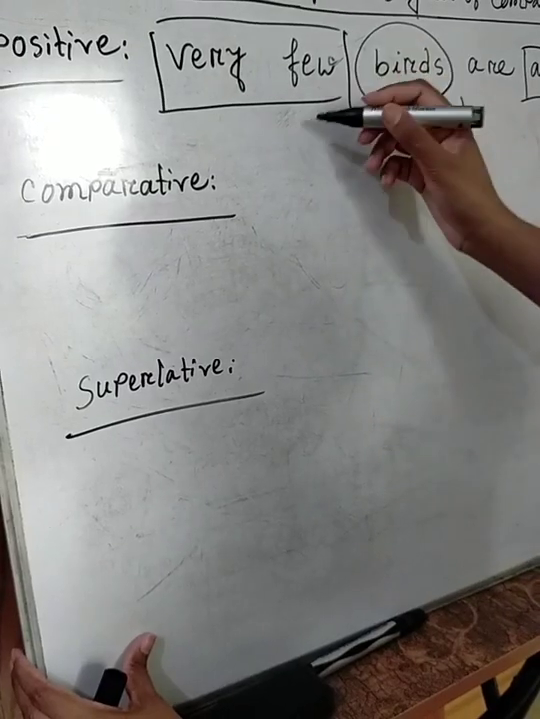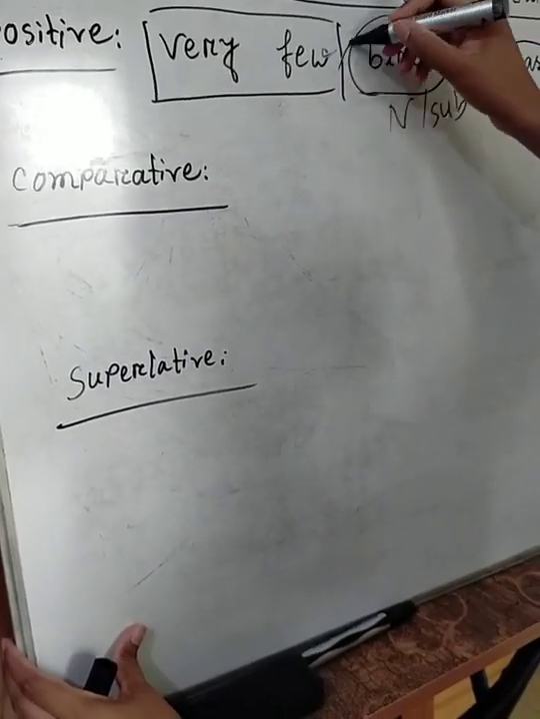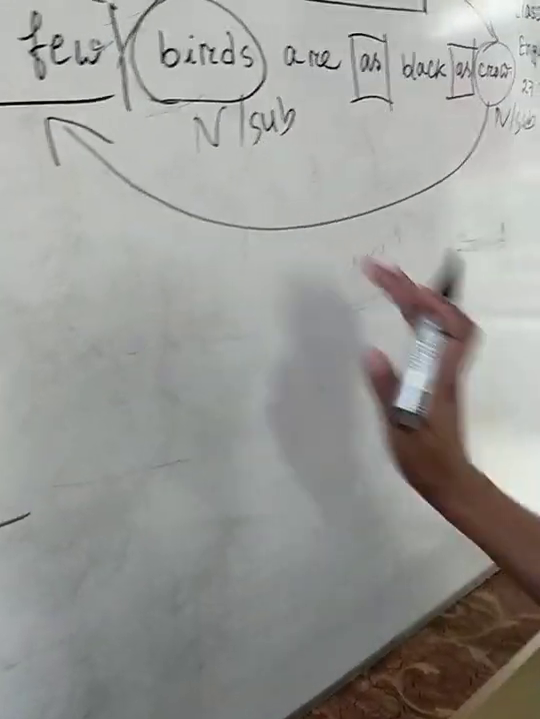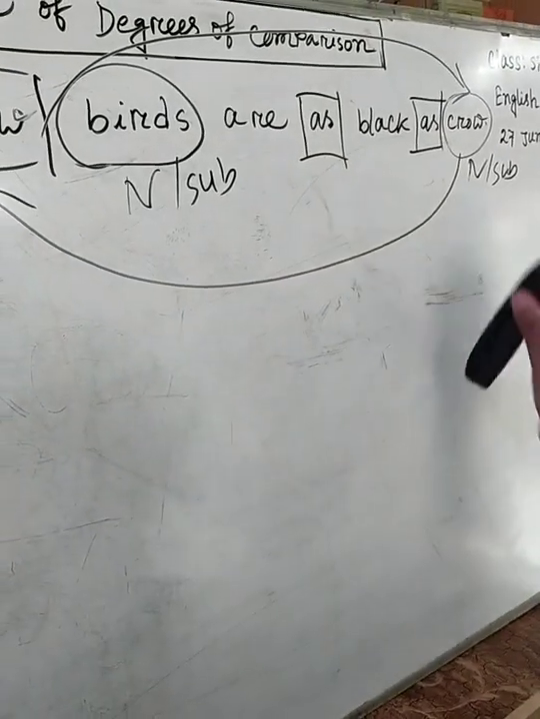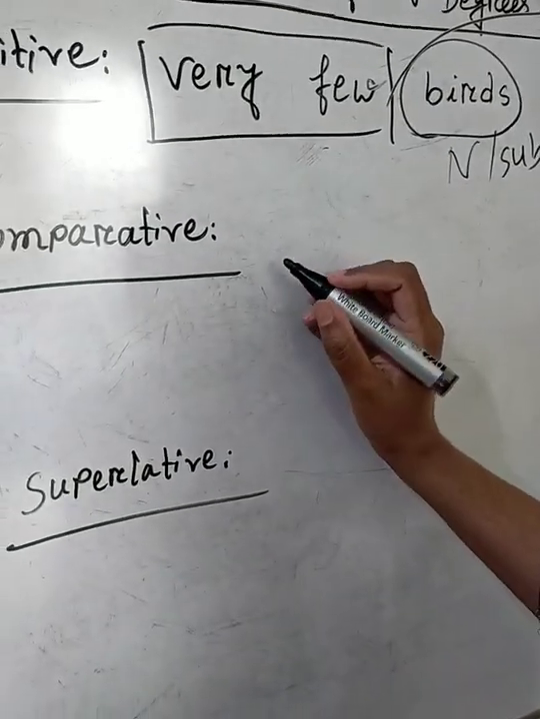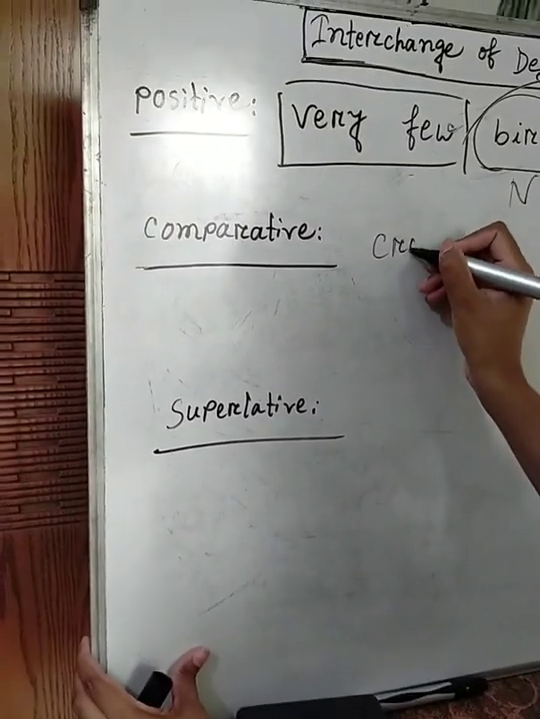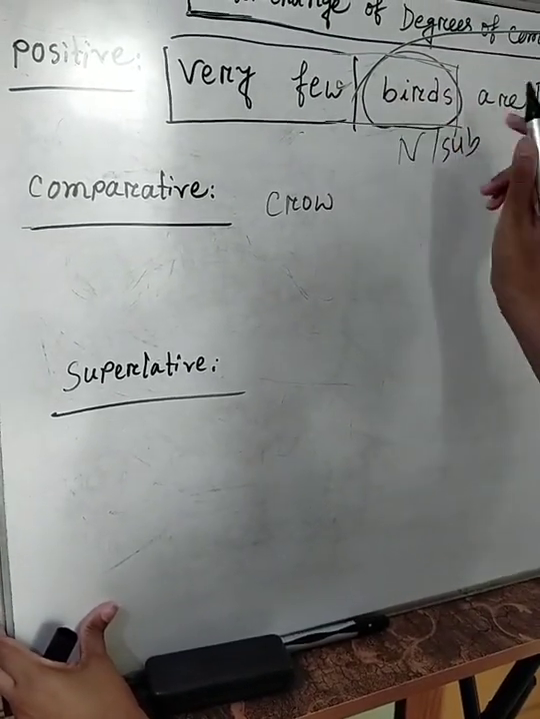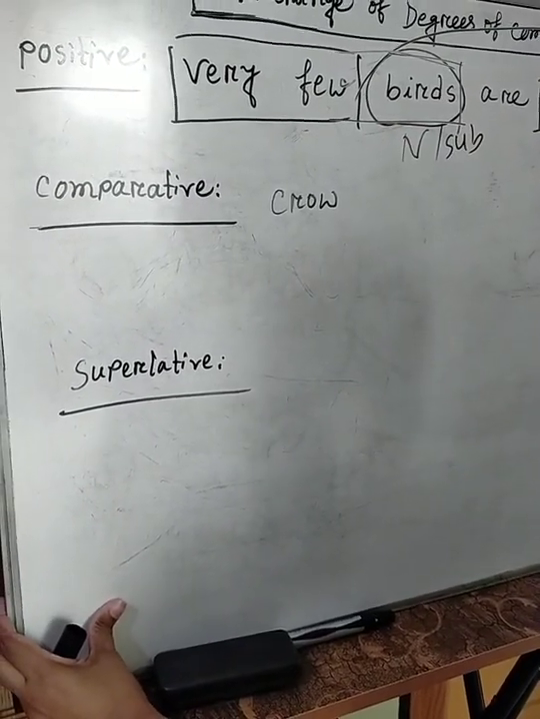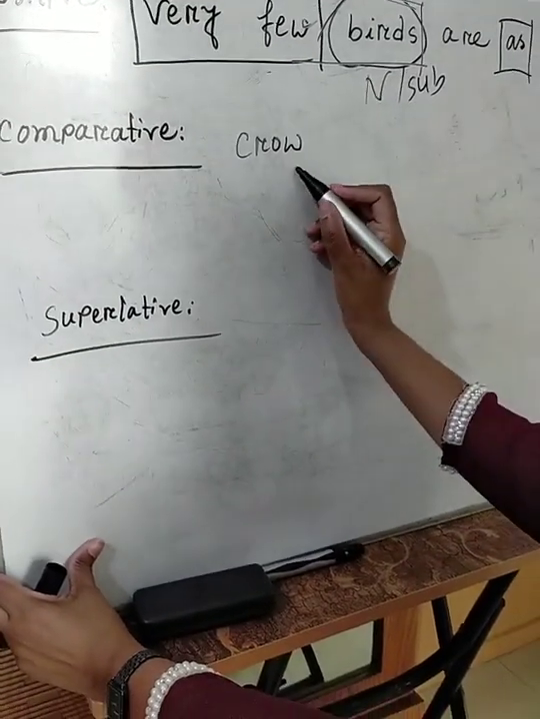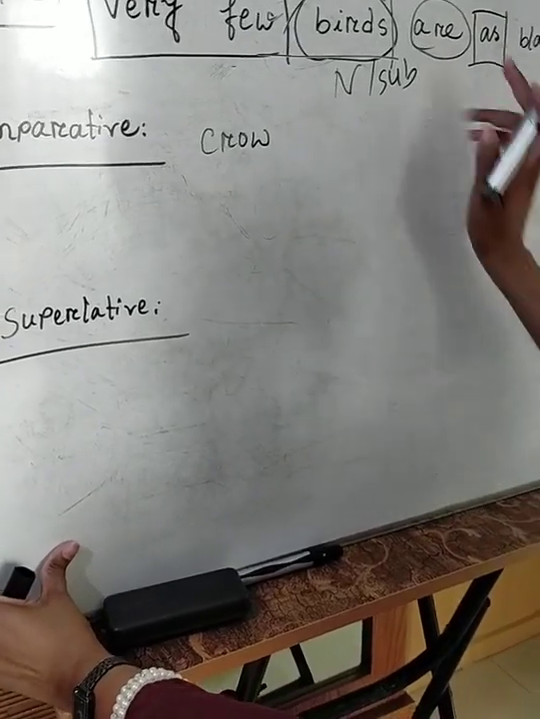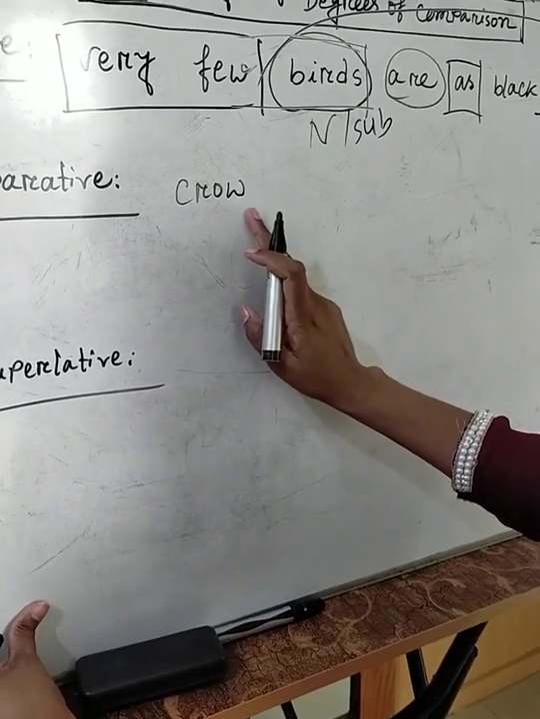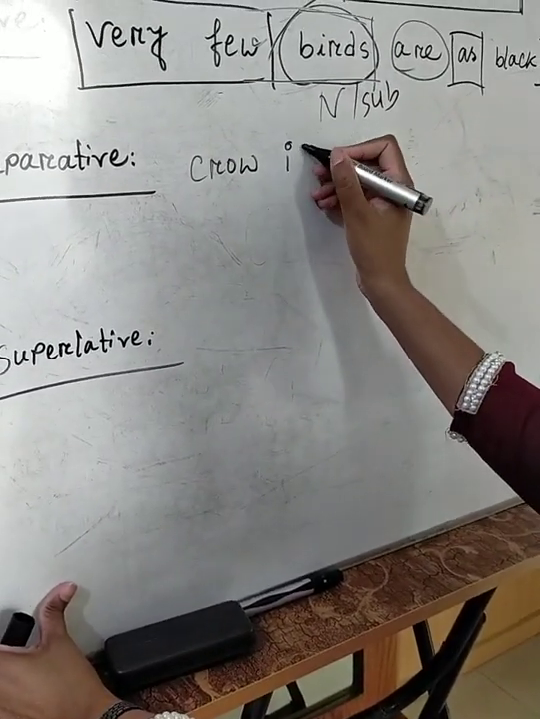Active to passive. Like I write here, very few birds should go to the last, and crow should come to the place of very few birds. In this way I can easily change this. First of all, I have to write here crow. Very few birds I can't use here now; this portion I use in the last portion of the sentence. So I take the last subject, crow, and the auxiliary verb. The auxiliary verb is are here, but I can't use are because crow is singular in form. That's why I have to write is.